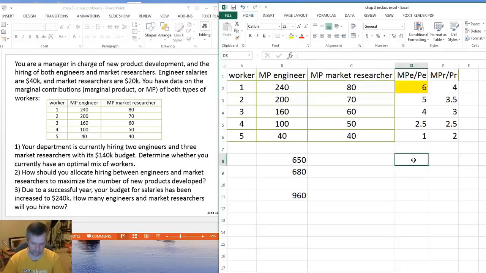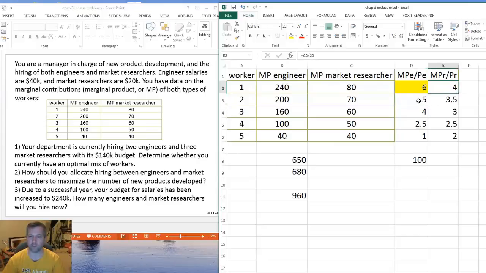I made this set of cells here to track my budget. I started with 140,000. I'll leave out the zeros. I've hired my first engineer, so I take 40 off of that, and I've got 100,000 left. Then, who do I want to hire next? My choice is to hire the second engineer versus only the first market researcher. Do I want the second engineer now, or do I want the first market researcher?